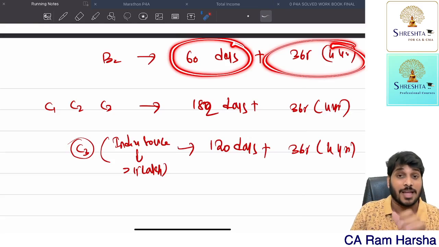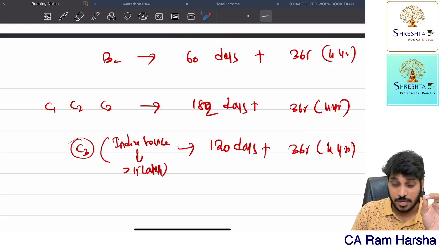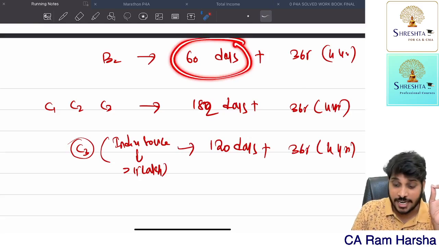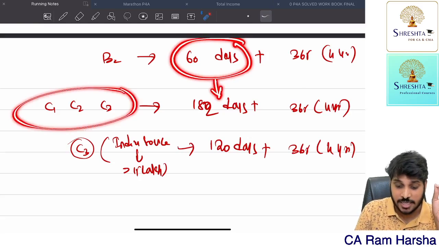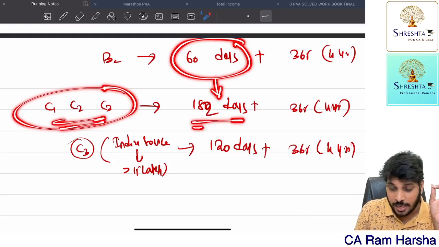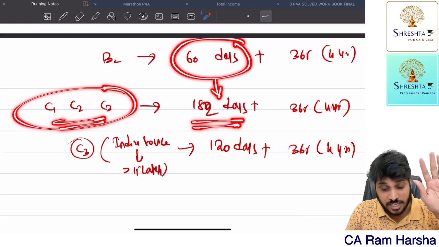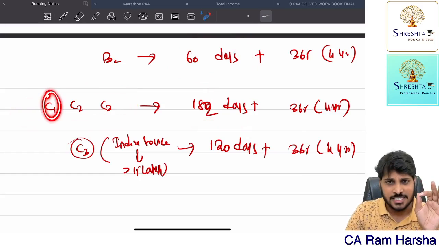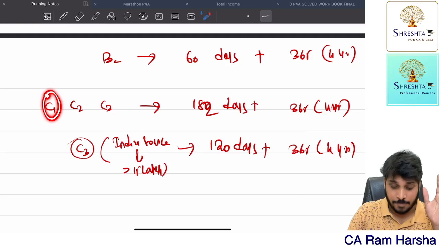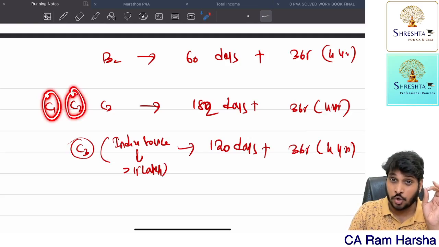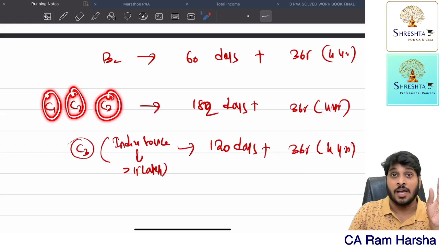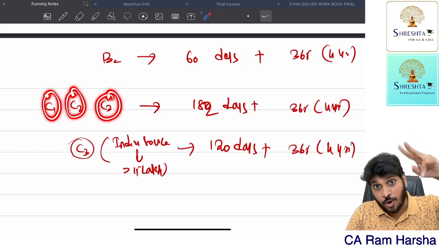Yes, you are a resident. Now in B2, instead of 60 days, we check 182 days for these three cases only. Which cases are they? Case number 1, an Indian citizen leaving India for employment. Case number 2, an Indian citizen working as a crew member in a ship. Case number 3, an Indian citizen or a person of Indian origin, both are covered.